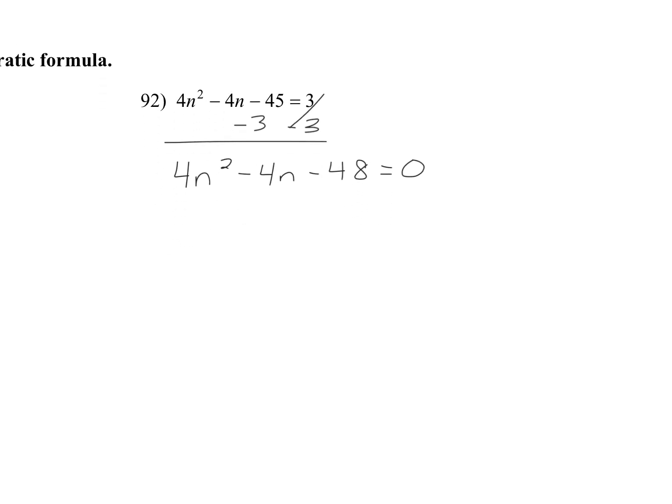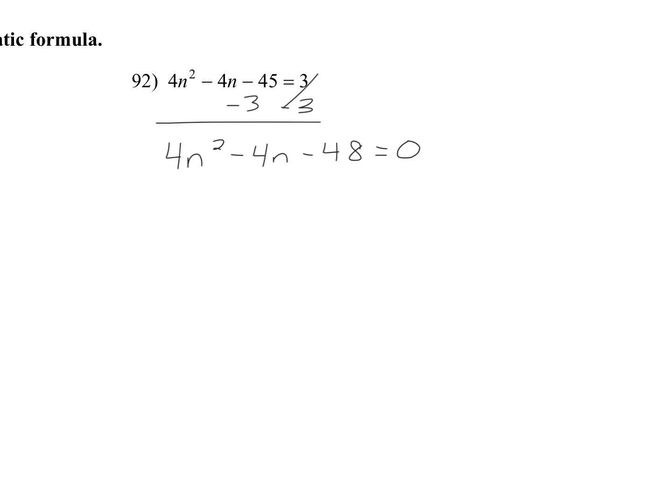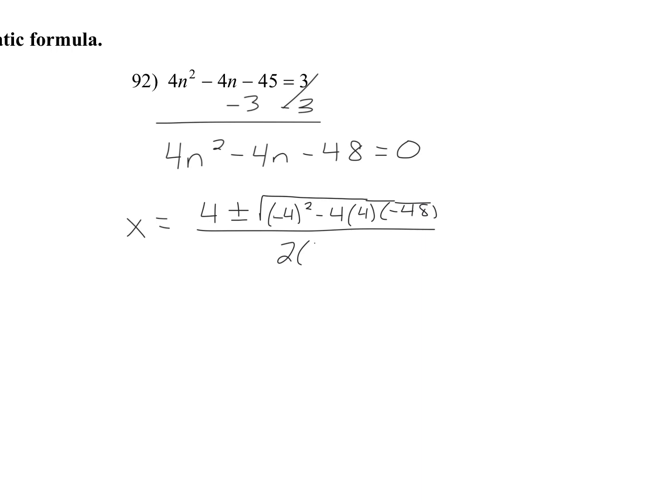Again, you have the quadratic formula written down, so we're going to follow it. So x equals negative b. What's my negative b? 4 plus or minus the square root of b squared. So we have negative 4 squared minus 4. A is 4. C is negative 48. Divided by 2 times 4. Yep.